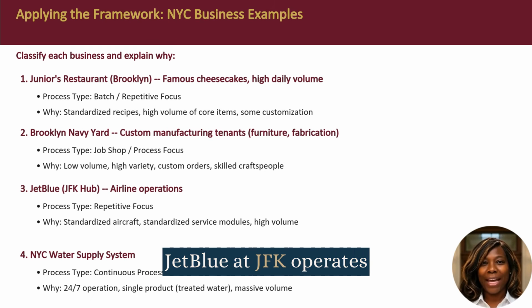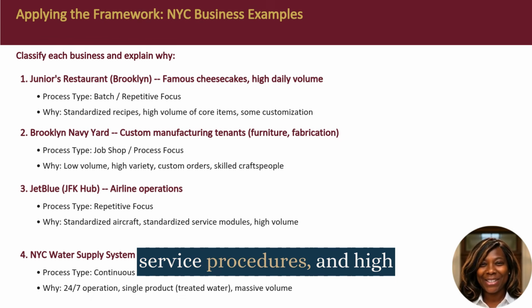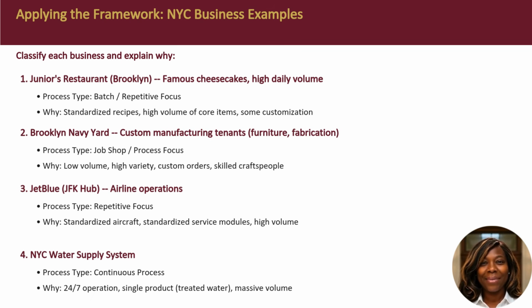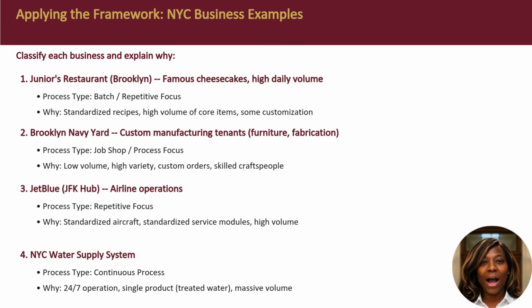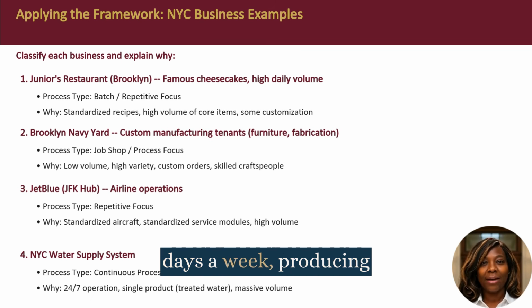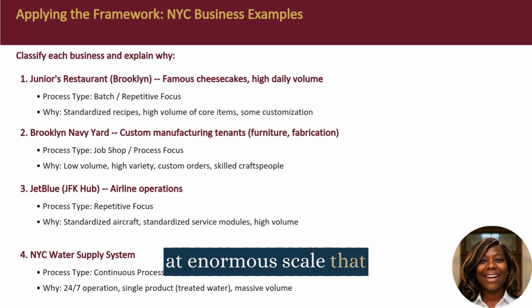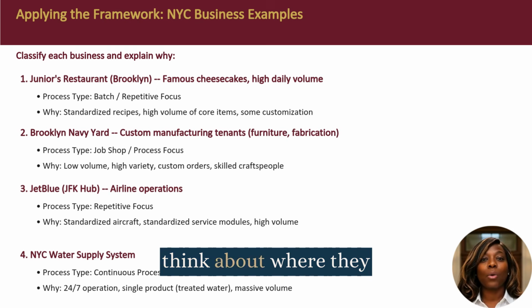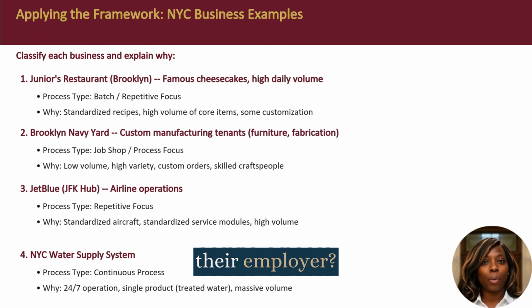JetBlue at JFK operates with standardized aircraft, standardized service procedures, and high passenger volumes, that is repetitive focus. And the NYC water supply system runs 24 hours a day, 7 days a week, producing a single standardized product at enormous scale, that is continuous process. Ask your students to think about where they work or have worked. What process type describes their employer?